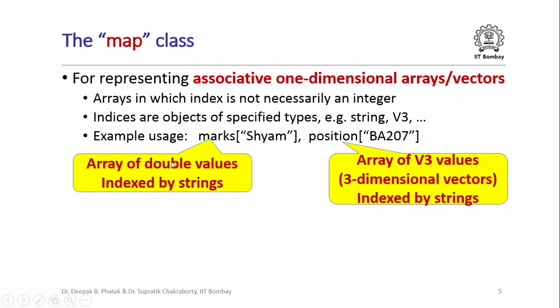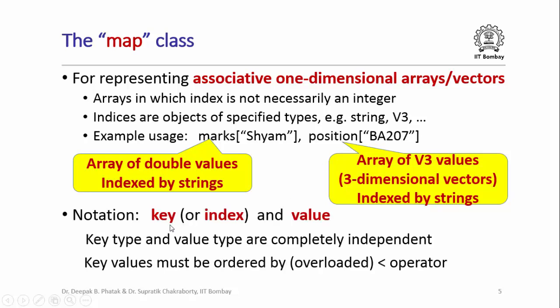The first one can be thought of as an array of double values, marks of students, which is going to be indexed by the names of the students, which are strings. The second one can be thought of as an array of three-dimensional vectors representing positions. So this is really an array of values of the type v3, where v3 is the class that we have studied earlier, and the index of this array could be a string giving the number of a flight. So this could represent the position of a flight as a three-dimensional vector indexed by the flight number.